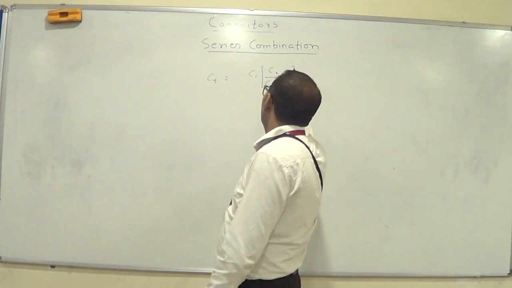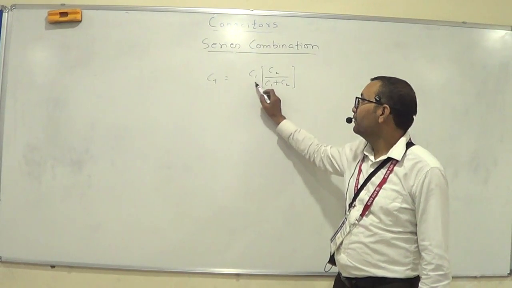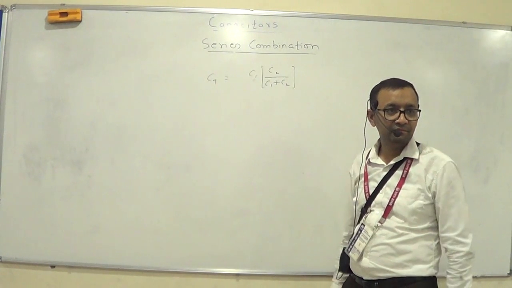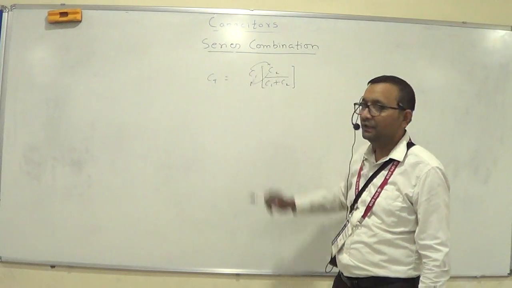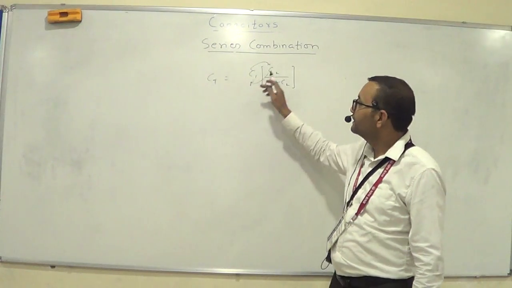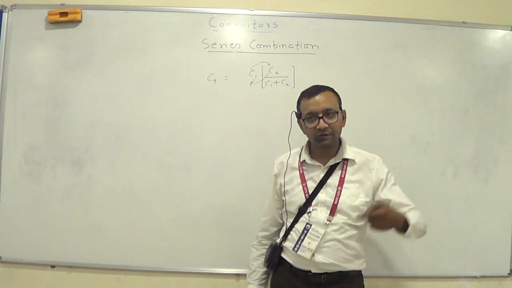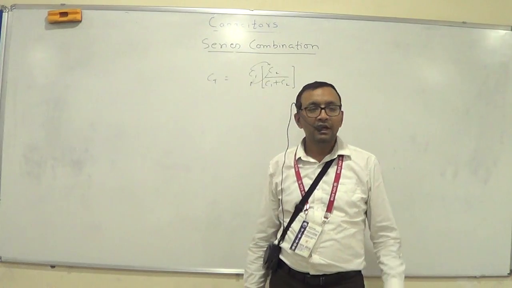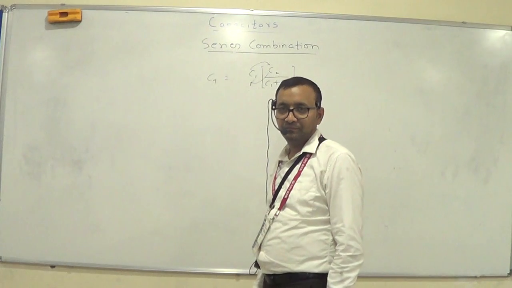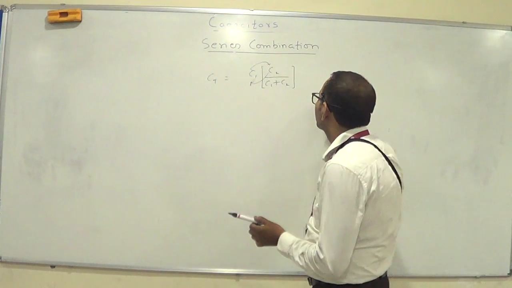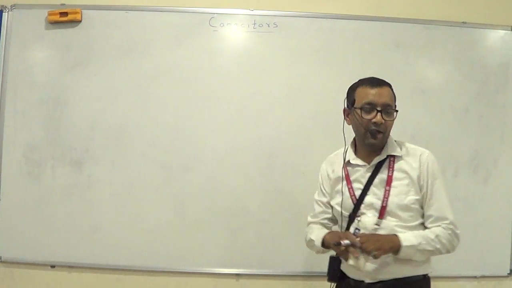So you can see that C2 divided by C1 plus C2 is less than 1. So less than 1 multiplied by C1 is less than C1. Similarly, it is less than C2 also, if I bring C1 inside and C2 outside. So the equivalent is less than C1 as well as less than C2. Like that, you can prove it for 3 capacitors, 4 capacitors and so on. So the equivalent capacitance is less than the least capacitor in the series combination.